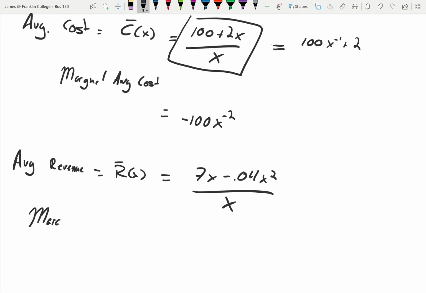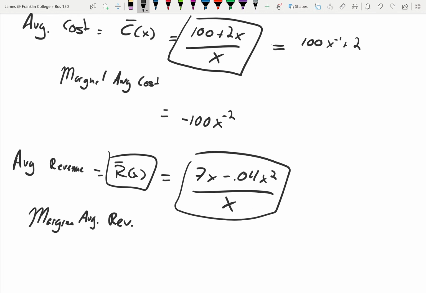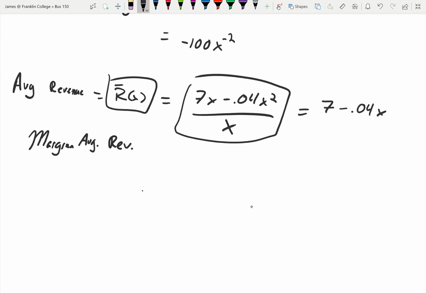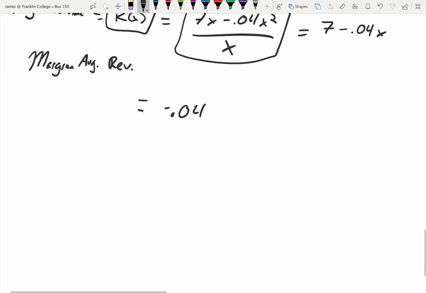We can try to calculate the marginal average revenue equation. Well, once again, we want to take the first derivative of the average revenue equation. So let's rewrite this thing in a way that makes a little more sense to us. So we're going to get 7 minus 0.04x. And now we can take the derivative of that. And that might be a little bit easier. So the marginal average revenue equation will just equal negative 0.04.